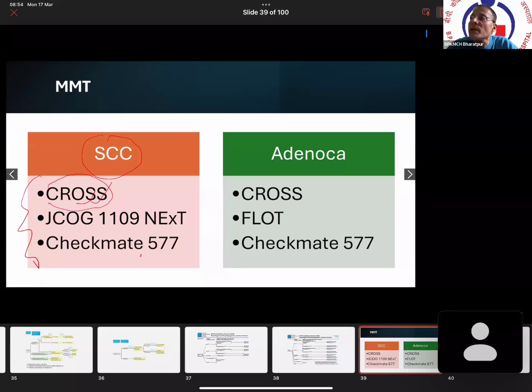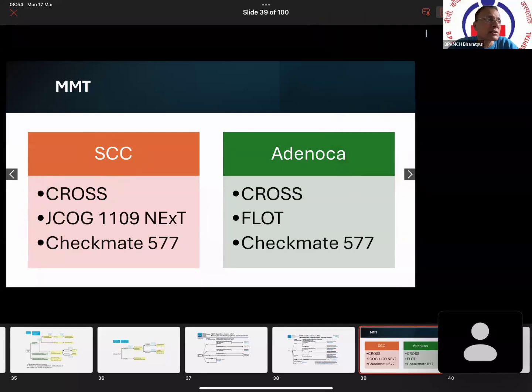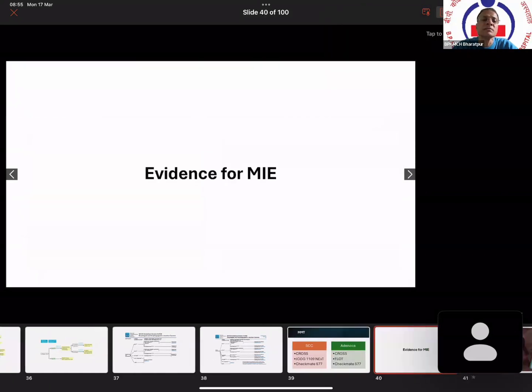In our institution, the practice is that if the patient gets an early date for the radiation therapy, then we always prefer, for squamous etiology, the CROSS protocol. If the waiting period is too long, then we consider the JCOG protocol, which is quite convenient and evidence-based practice. For the adenocarcinoma in our institution, we always select the FLOT protocol. We don't go for the CROSS or CheckMate because of the financial constraints.